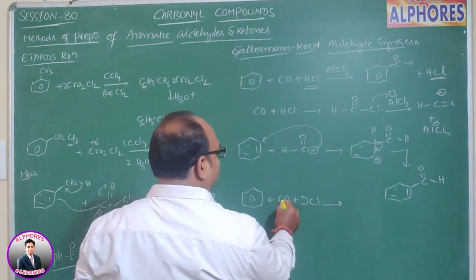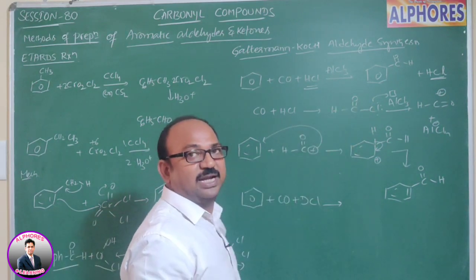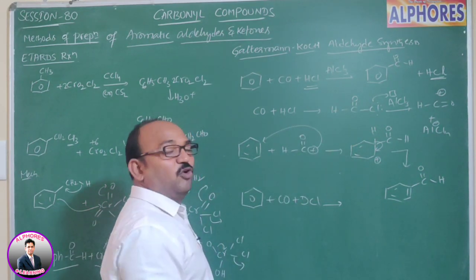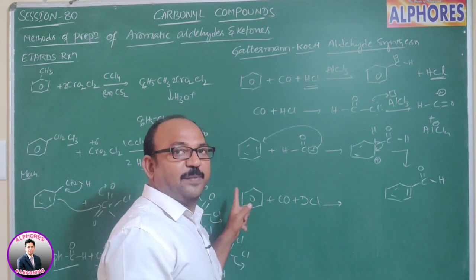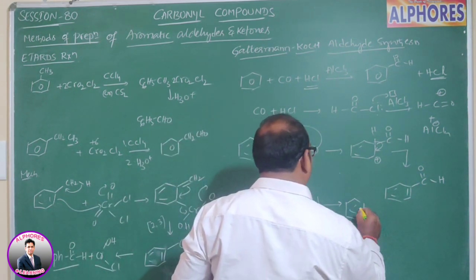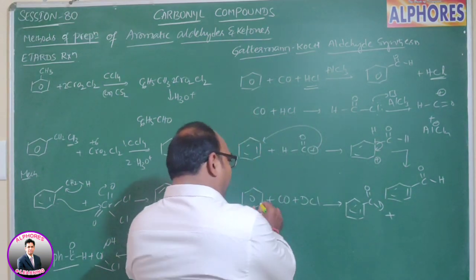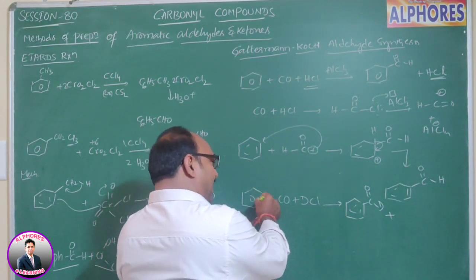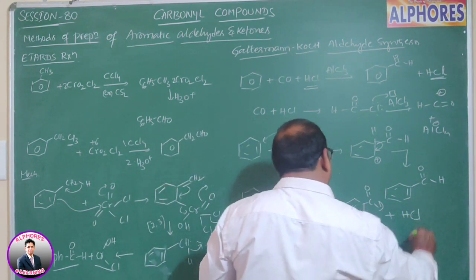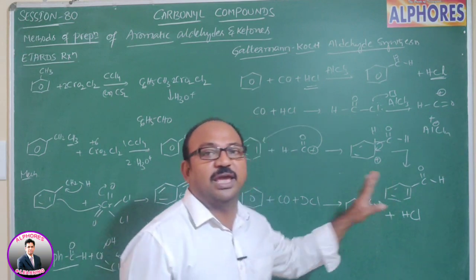This DCl, CO plus DCl, will give the electrophile DC double bond O plus, which attaches to the benzene ring. As a result, we get deuterobenzaldehyde, and from the ring carbon, H plus comes out as HCl. Even though we are using DCl, we are getting HCl.